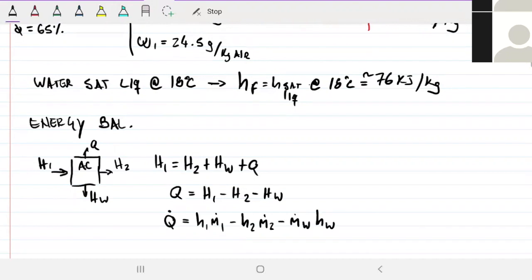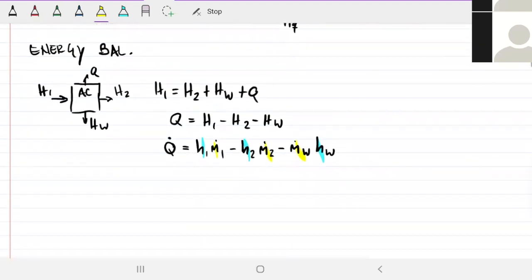What do we have at this point in time? We have this guy, we have this guy, we have this guy. We don't have this guy, we don't have this guy, we don't have this guy. So let's see what we can do about it, because we can't find them as numbers, since we don't have any information related to mass, right?